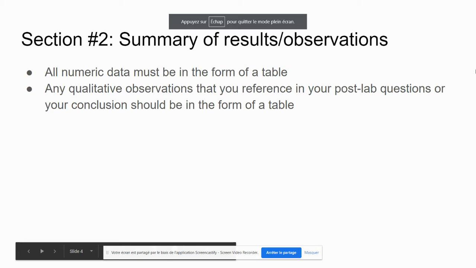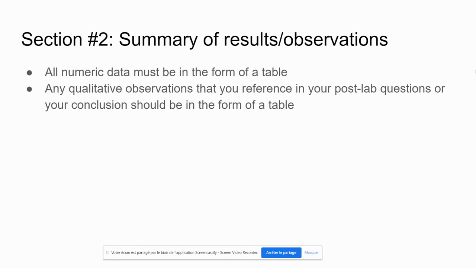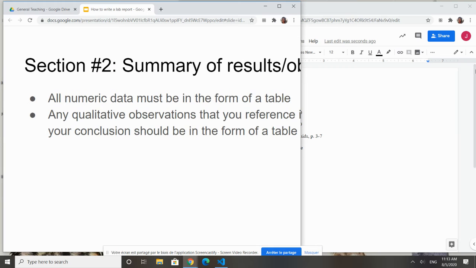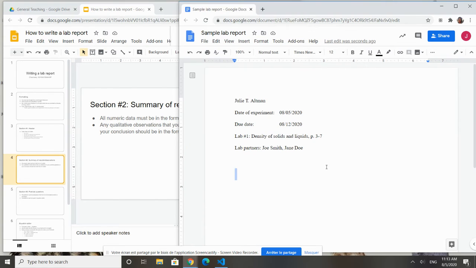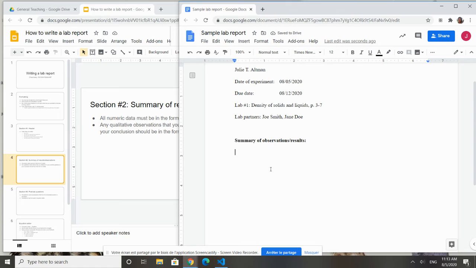All right, the second section, and this is the section that trips a lot of students up, is the summary of results and observations. For the Chemistry 10 and the Chemistry 10H class, I usually have a table in the lab sheet for our lab notebook that you can copy and paste. So if you have one of those, you could just copy and paste it. But I'm going to show you what this would look like if I didn't do that. I don't actually take off points if you don't label the section, but it's a good idea to.